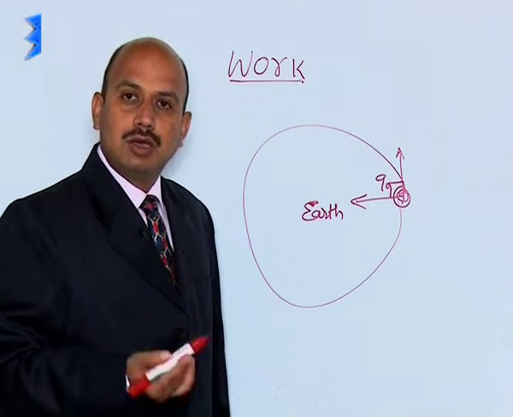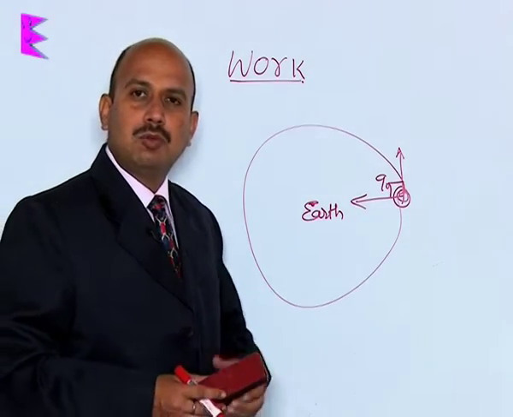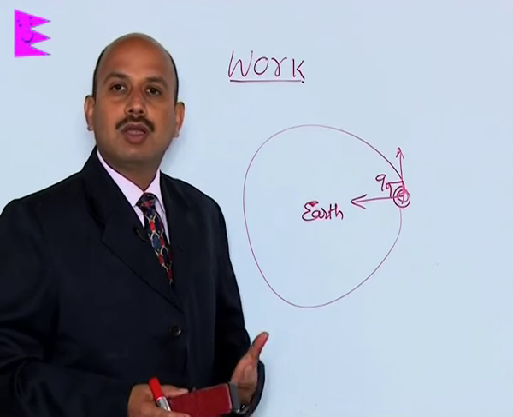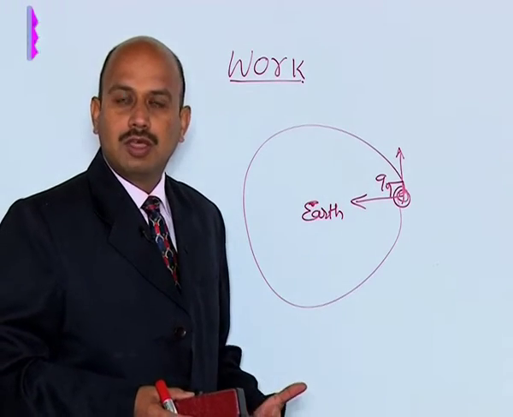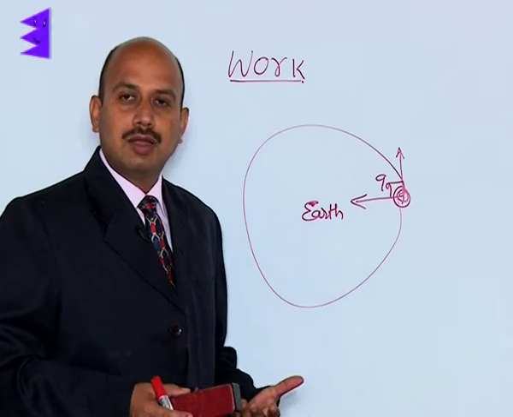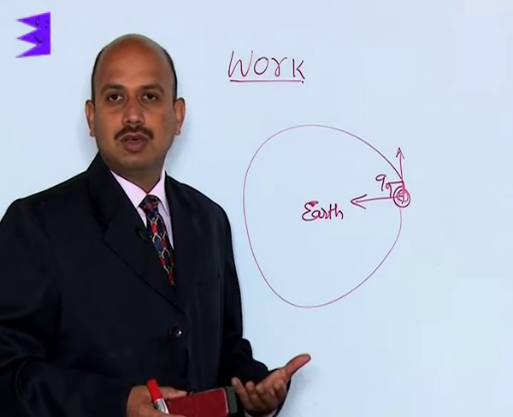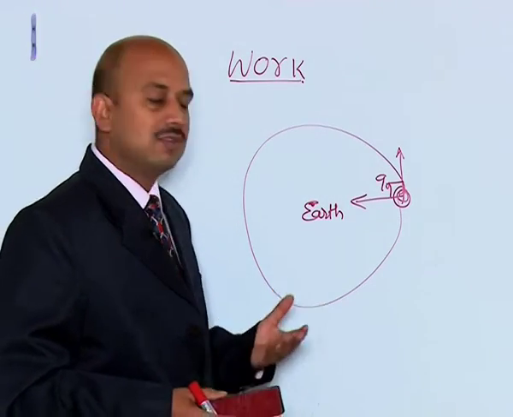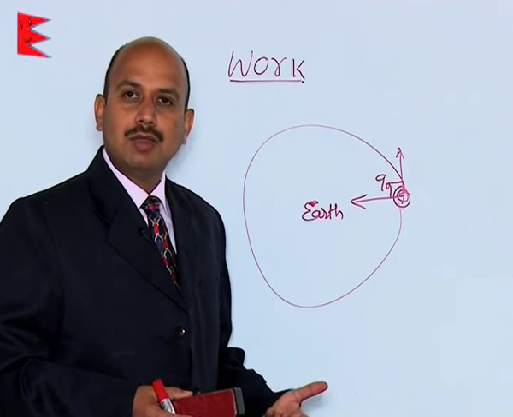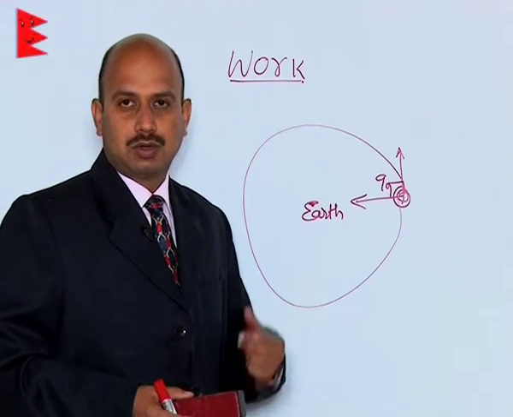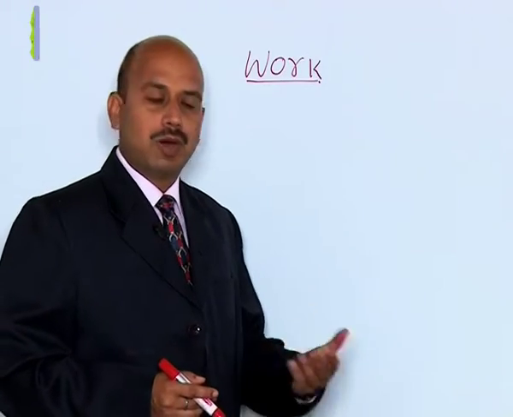Similarly, if a coolie is putting some load on his head and walking, then the work done by the coolie is 0. If you are holding a briefcase in your hand and walking, then the work done by you is 0. So, these are the examples of the positive work done, negative work done and the 0 work done. Now, we can take units of work.